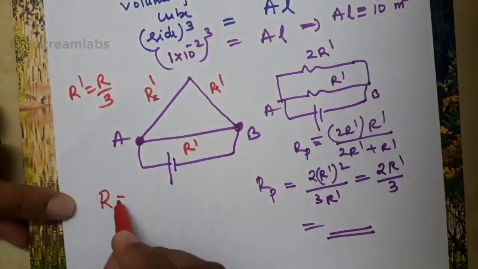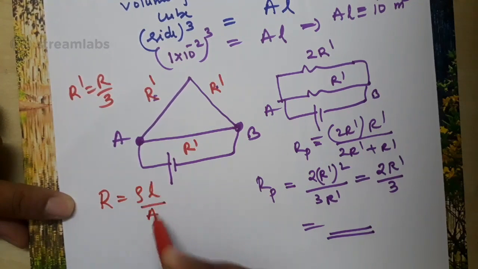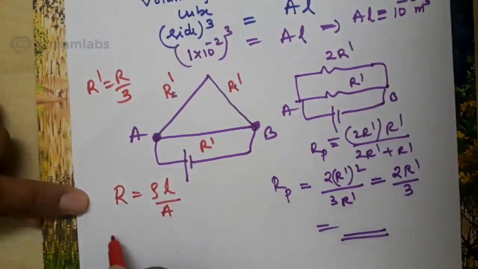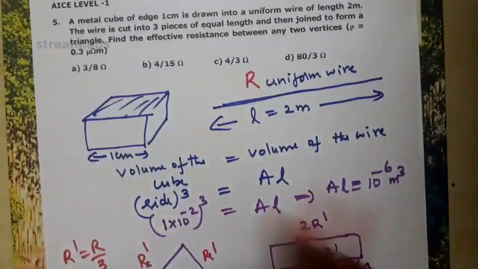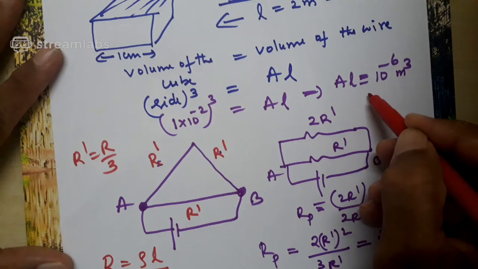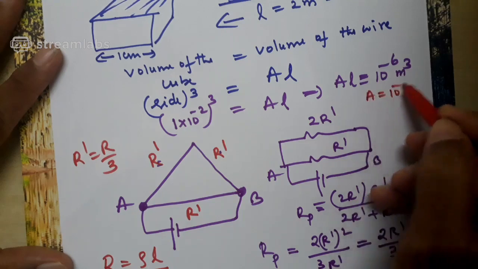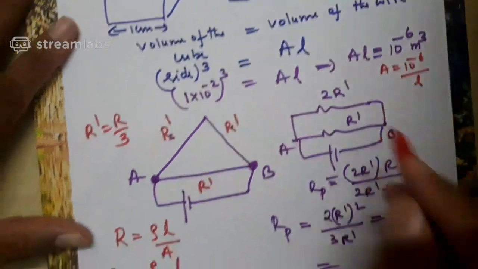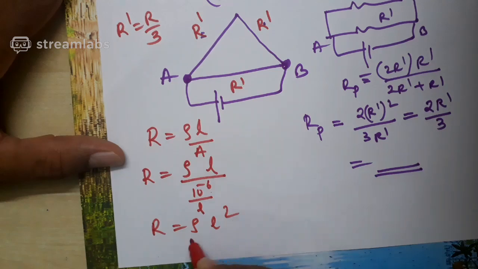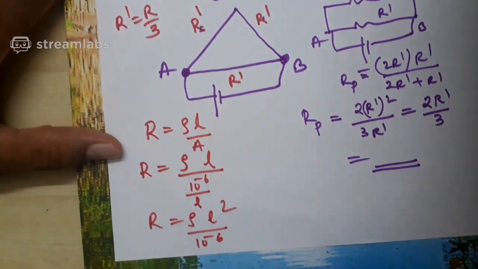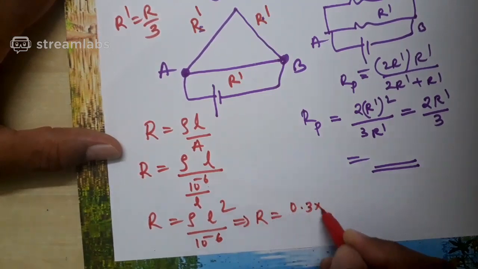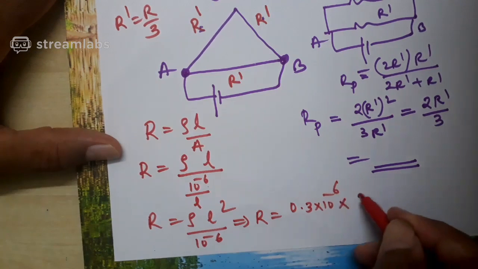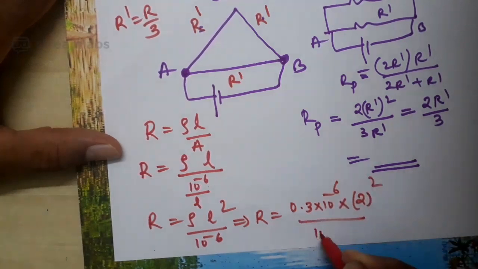R is given by the formula rho L by A, correct? So again the problem is, rho is not a problem, it is given at the end of the problem. A is 10 to the power minus 6 by L, which implies R is equal to rho L square by 10 to the power minus 6. Rho is how much? It is given as 0.3 into 10 to the power minus 6. L is 2, the whole square divided by 10 to the power minus 6.